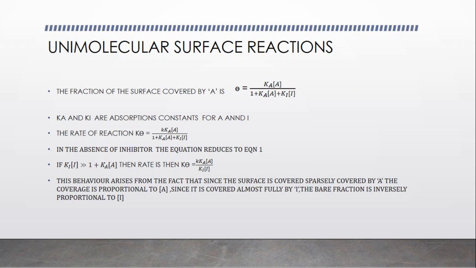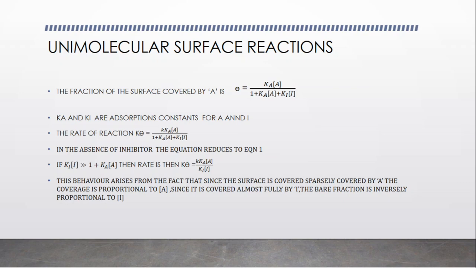Then the rate of the reaction will be given as V equal to K theta, where theta is the fraction adsorbed on the surface, which will be equal to K into Ka into concentration of A divided by 1 plus Ka into concentration of A plus Ki into concentration of I. In the presence of strong inhibition, the equation reduces to V equal to K Ka into A divided by Ki into I.